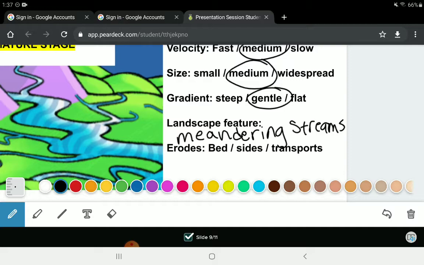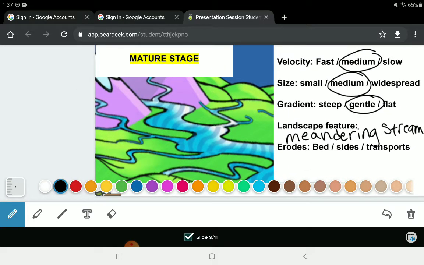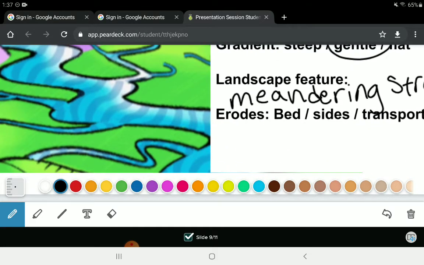Meandering streams tend to move side to side. So once it reaches the bottom of the mountain, it slows down, or it may encounter some bedrock that is not as easily eroded, and it's going to curve. And so when it curves, that sediment is actually going to erode the sides rather than the bed.